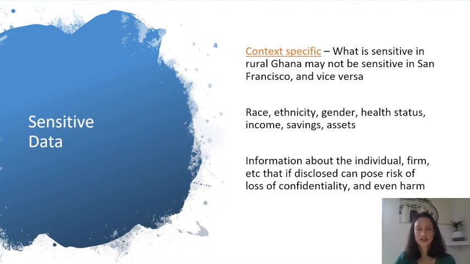Examples of sensitive data can include race, ethnicity, gender, health status, income, savings, assets, really any information about an individual or firm, whatever your unit of observation is, that you have promised to protect confidentiality for, that if it's disclosed, can also pose risk of harm potentially to that data provider. So that's why we carefully think through the sensitive data that we're collecting alongside PII.